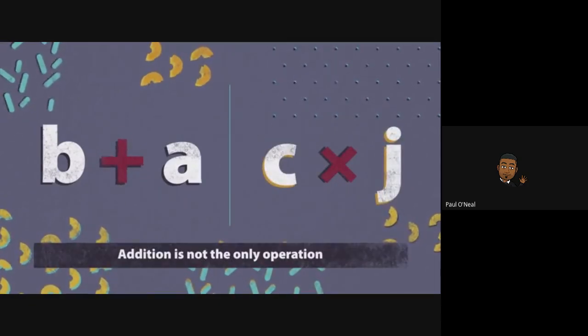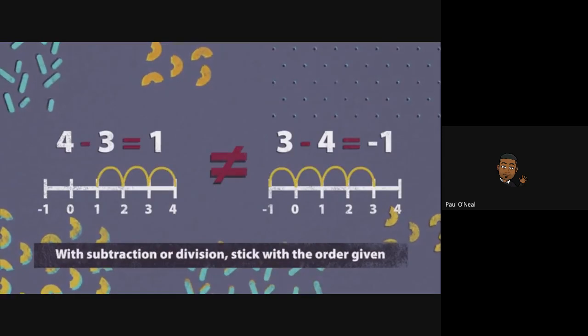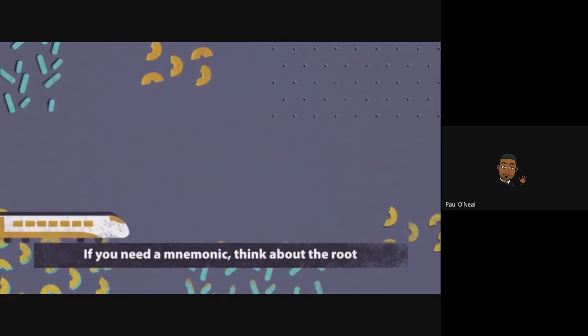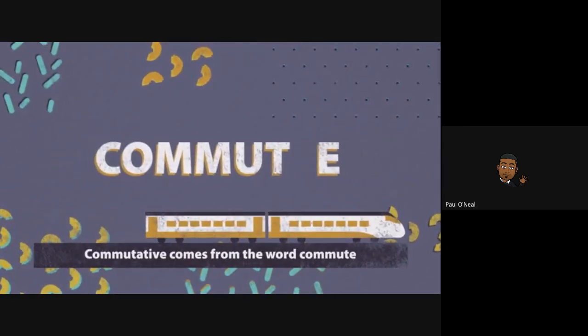Addition is not the only operation that works. We can also use multiplication, but this rule doesn't work with subtraction or division. With subtraction or division, stick with the order given. If you need a mnemonic, think about the root. Commutative comes from the word commute, yeah.